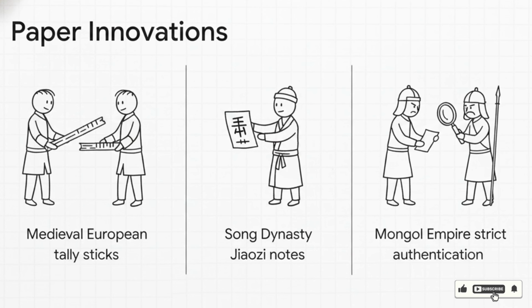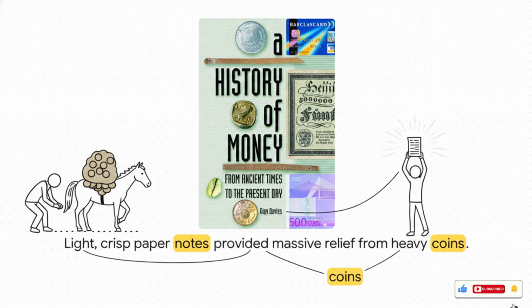And the Mongol Empire completely perfected paper money under Kublai Khan, using incredibly strict authentication ceremonies to stop counterfeiting. Just imagine trying to haul millions of silver coins on a horse, right? It was an absolute logistical nightmare. Instead, a light, crisp piece of paper could hold infinite value. This massive relief fundamentally changed the speed, the safety, and the overall scale of global commerce forever.